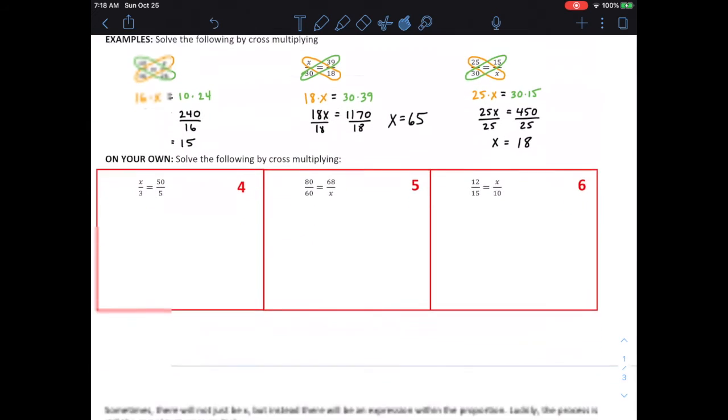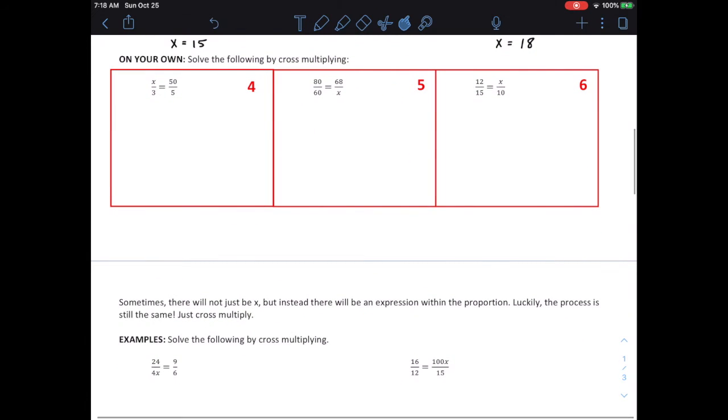All right, you have 3 more to try on your own. So go ahead and try those 3 on your own. They're in red boxes, so remember when you're done with those, you're going to need to enter those answers on Schoology.